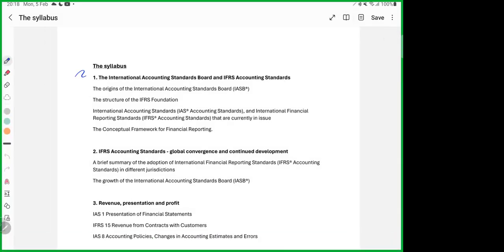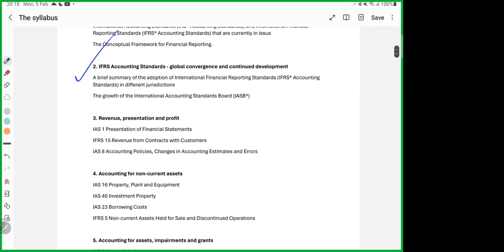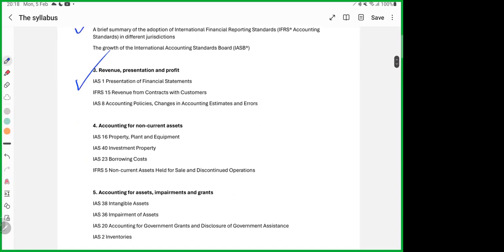We are done with this fully, correct? And then we are done with this also. And revenue, we are done as well. In this number three also, we have done. Not done. Today, we just finished IAS 23, borrowing cost. We will now discuss IAS 16.